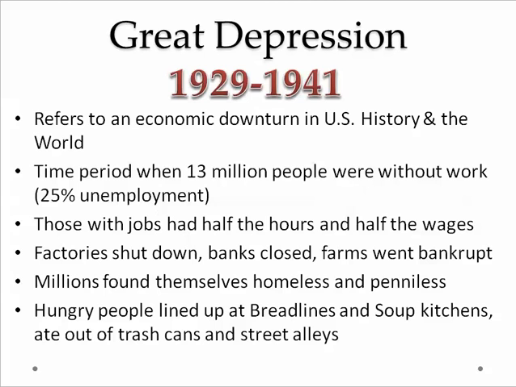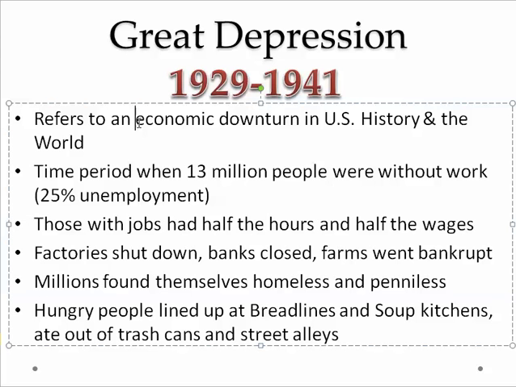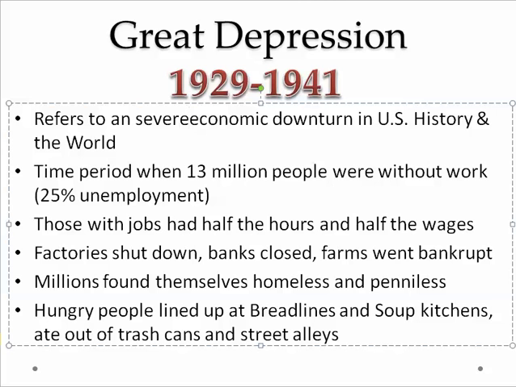Let's go to the Great Depression first. So let's see what the Great Depression is. So let's kind of define it. From 1929 to about 1941 in the United States, the Great Depression refers to this time period or era where there was a severe economic downturn in U.S. history, and it's going to be felt throughout the world. Let me put severe in here. There has never been an economic downturn in the United States that has met the Great Depression period here, this era of time.